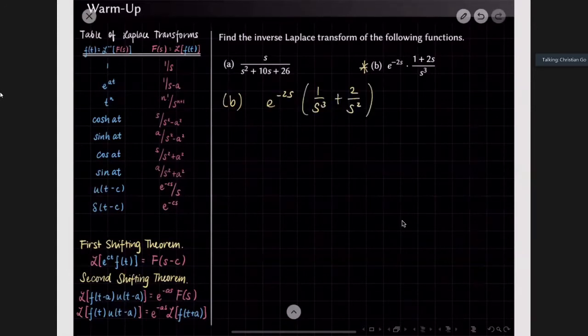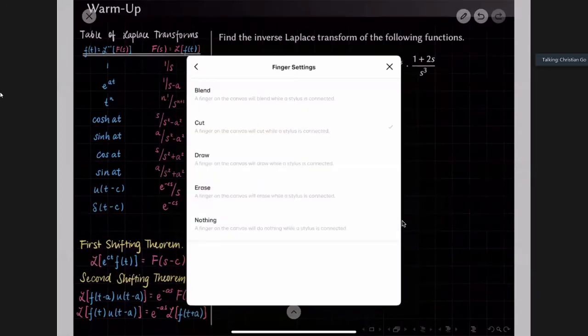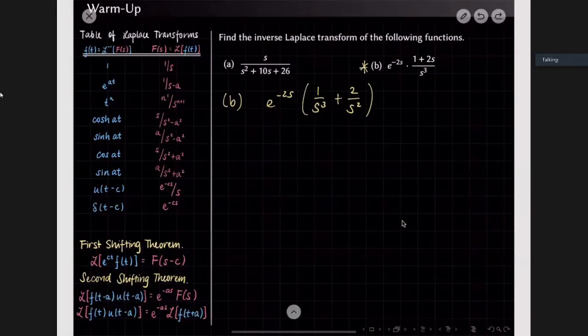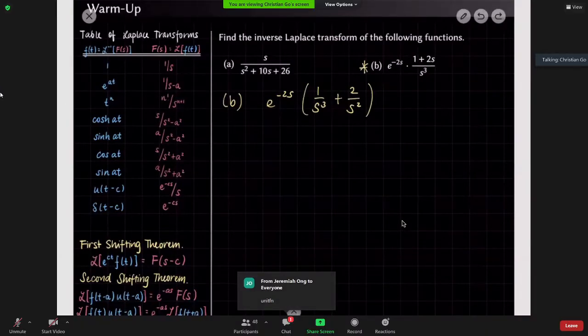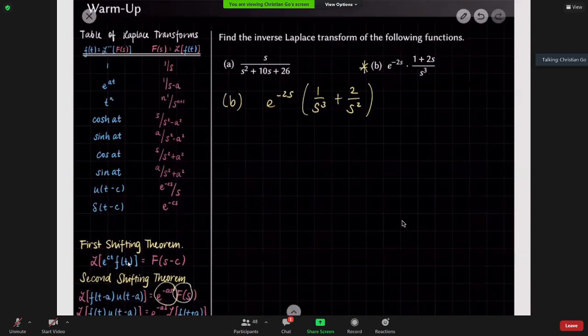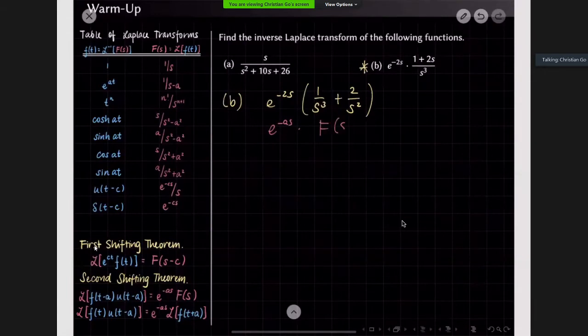Now, I'm just going to ask you really quickly, what does the e to the minus 2s suggest for us? What do you think is going to happen because there's an e to the minus 2s showing up? The unit step, right? So automatically, if inside the s world we have an e showing up, our second shifting theorem comes into play again, because here we have a product of e to the minus as times a function of s. This is from our second shifting theorem.